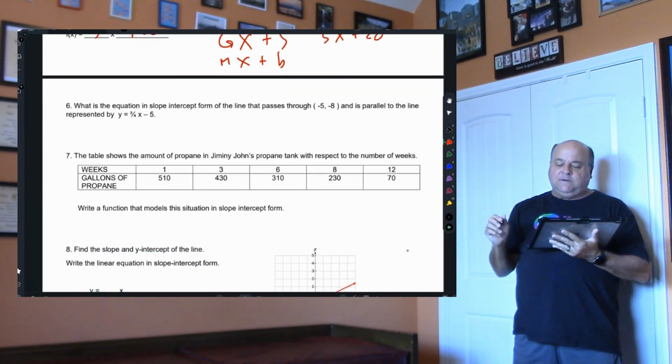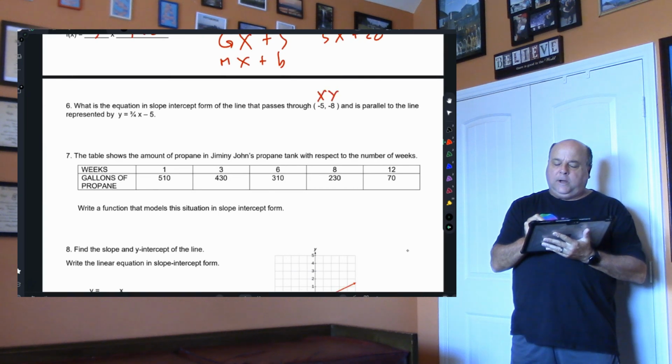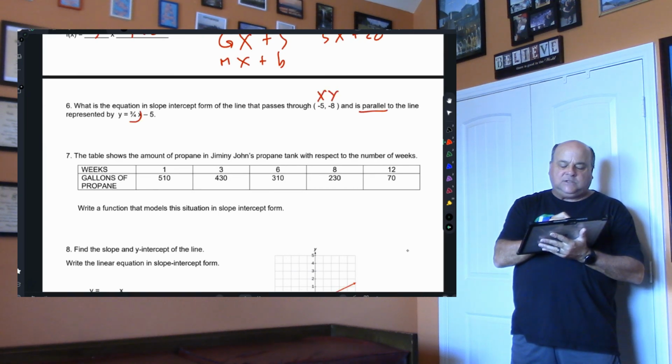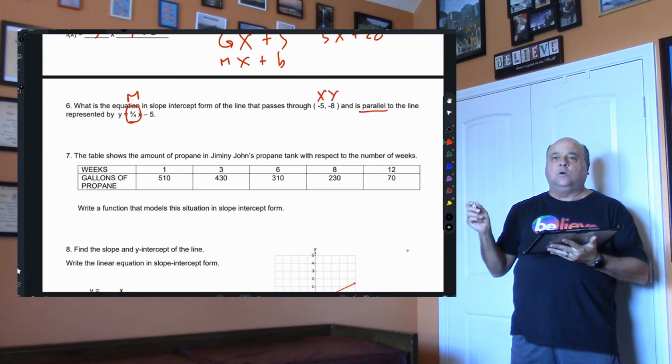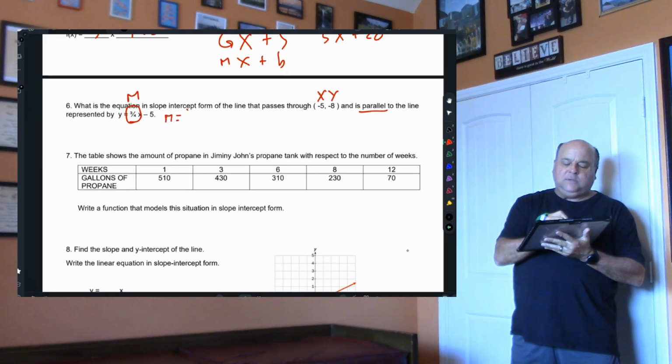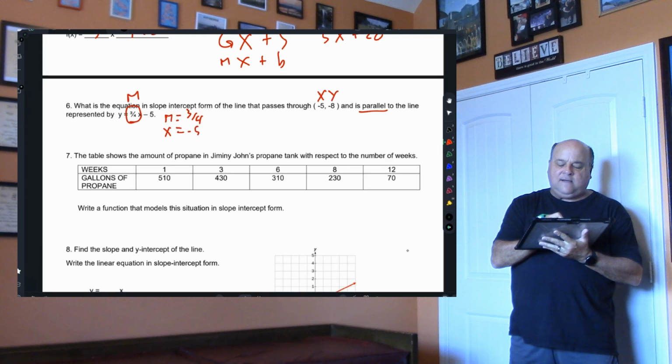Okay, write the equation of the line that goes through this point and is parallel to this. Our slope is going to be 3/4. So one more time, our m is 3/4. Our x is going to be what? -5. And our y is -8.